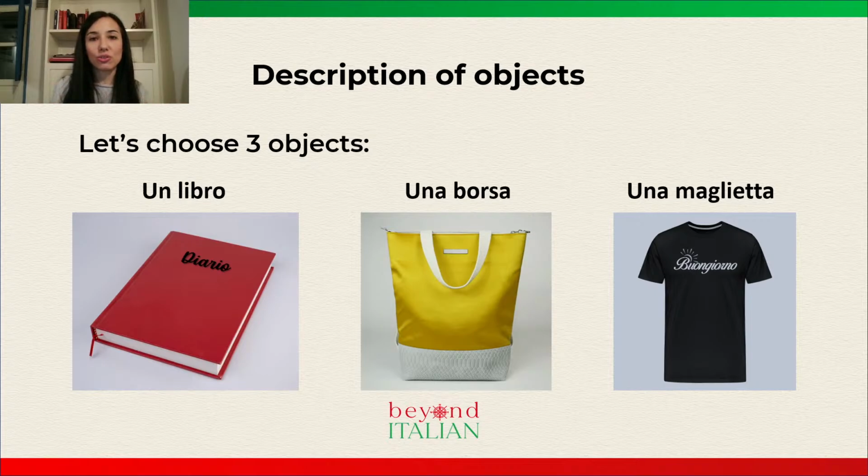So now let's choose 3 objects. I choose un libro, a book, una borsa, a bag, una maglietta, a t-shirt. I decided to choose these 3 objects because they are very common. Anyone at home has a diary, a bag, and a t-shirt. So it's very easy to find these objects and to follow this lesson. So now we will start with the book.